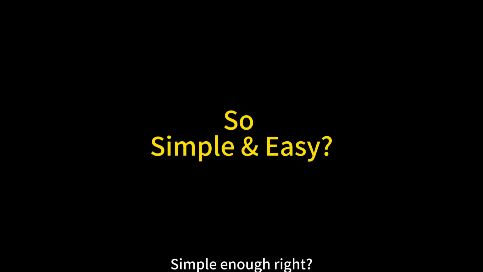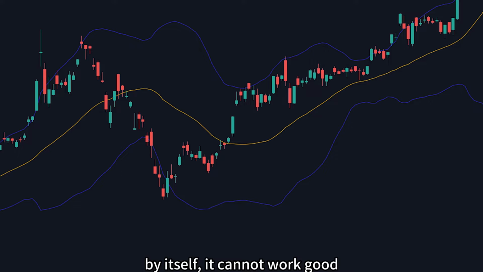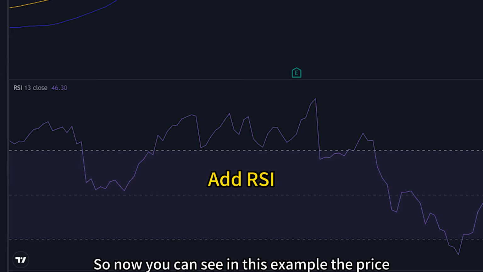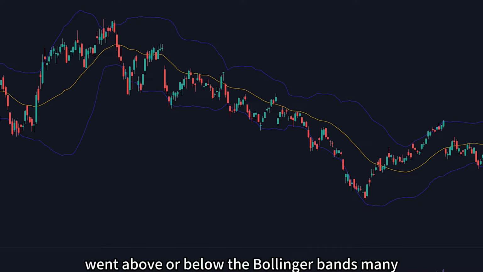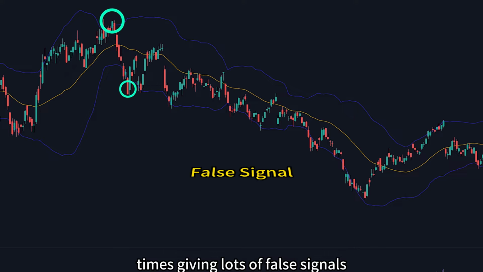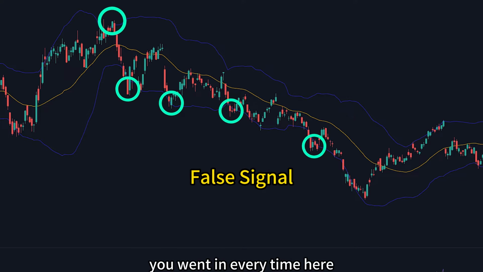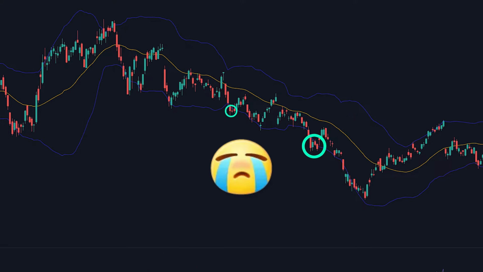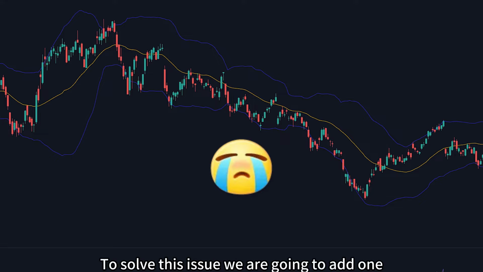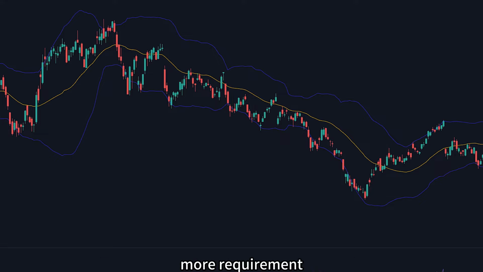Simple enough, right? Well, if you did this by itself, it cannot work well. That's why we added the RSI. So now you can see in this example, the price went above or below the Bollinger Bands many times, giving lots of false signals. So if you went in every time here, you probably lost money. To solve this issue, we are going to add one more requirement.